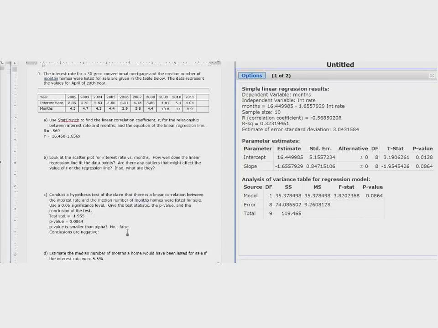So we would not reject the null hypothesis. And we would say there's not sufficient evidence to support the claim. So there's not sufficient evidence that there's a linear correlation, because that was our claim up here.